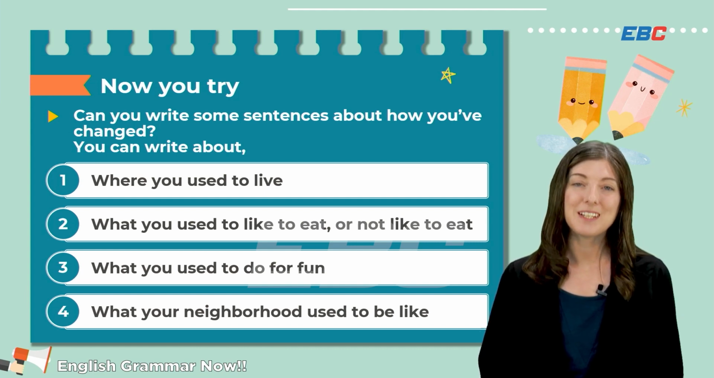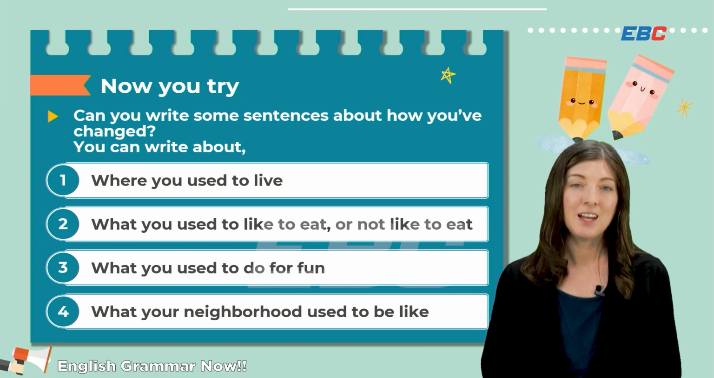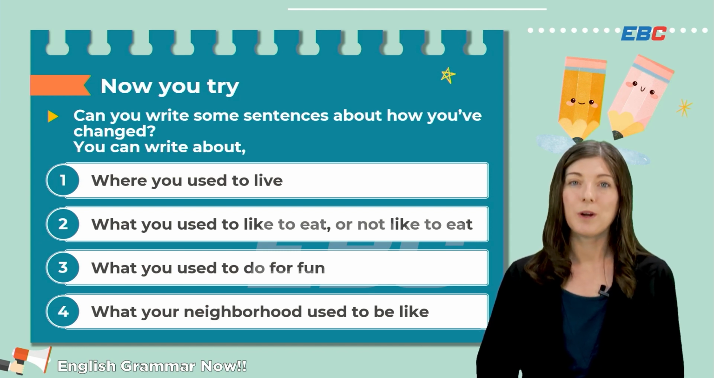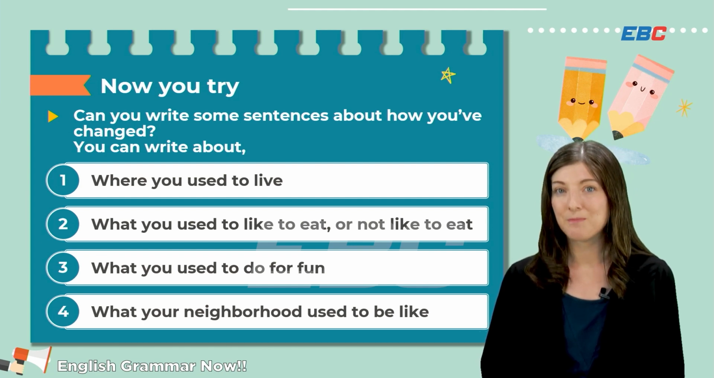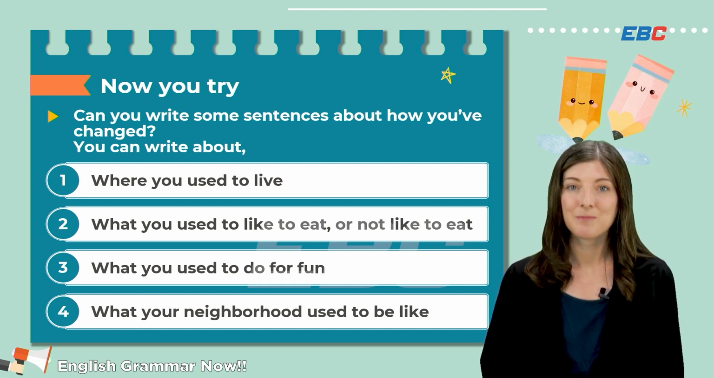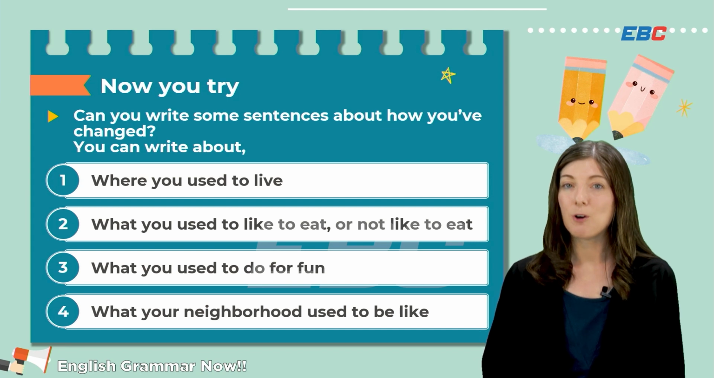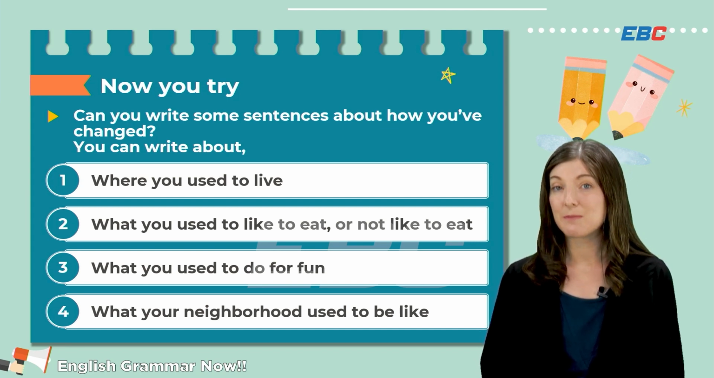For number 3, you can talk about what you used to do for fun. Maybe when you were younger or when you were at school, you did different things for fun than you do now. For number 4, what your neighborhood used to be like. The places that we live also change. The people might change, the buildings might change.